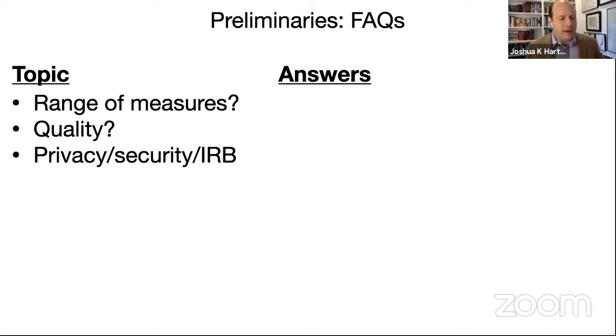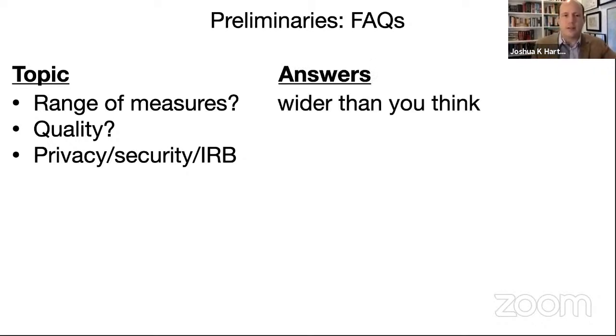I'm going to preview the answers to these, which is that the range of measures is actually quite wide. And when you think about it, you already know this is true. Think about all the things you can currently do on the internet or with network devices, including wearables. I've got a Fitbit here. Strictly speaking, somebody could do a study using my Fitbit data if I donated it.